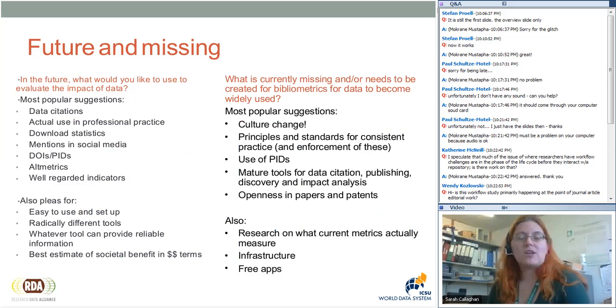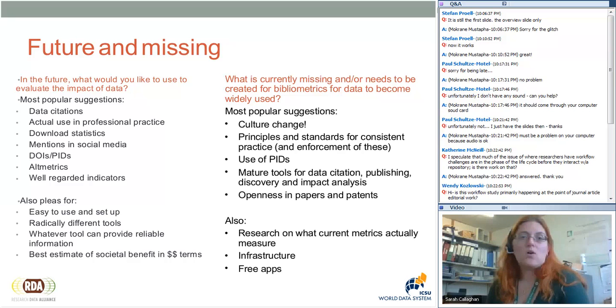There were also interesting things that came up in these questions. People really want a metric that shows the actual use in professional practice, what people are using the data for. They also want well-regarded indicators, something that the community can really stand by and support.